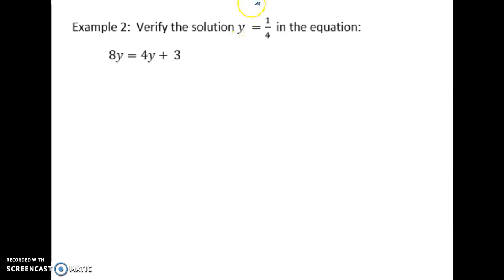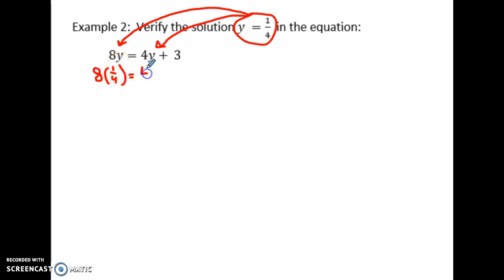Now for our second example, we have to verify the solution of y equaling 1/4. So we used a different variable here in this equation, but that's okay because we like to change variables depending on what we're doing. So 1/4 is the value that we're going to substitute into our equation. Again, we have two places to substitute. In this case, we have to put it right here next to the 8. And then on the other side of the equation, we have to put it right here next to the y.